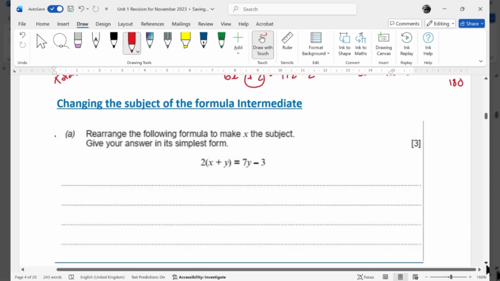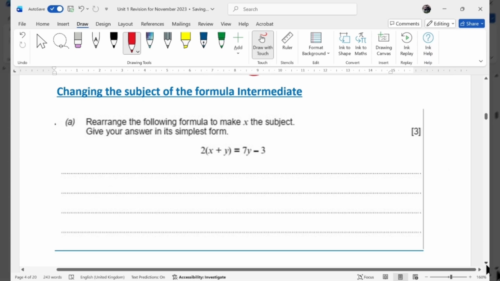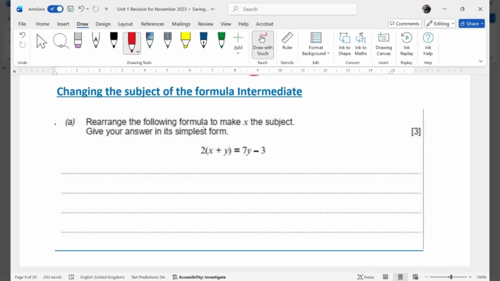A couple more things for this one. Right, guys, this is a C grade question, and you'll see why in a minute, all right? Expand the bracket, okay?